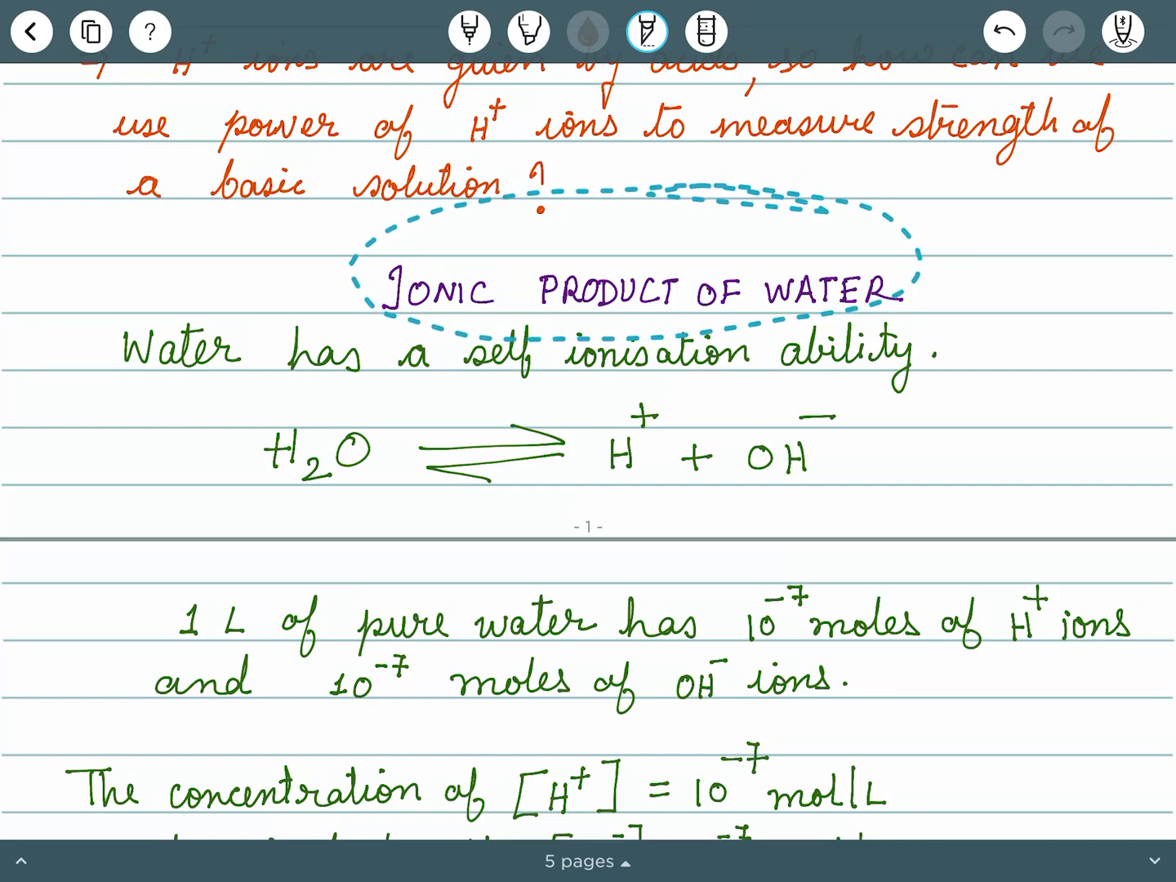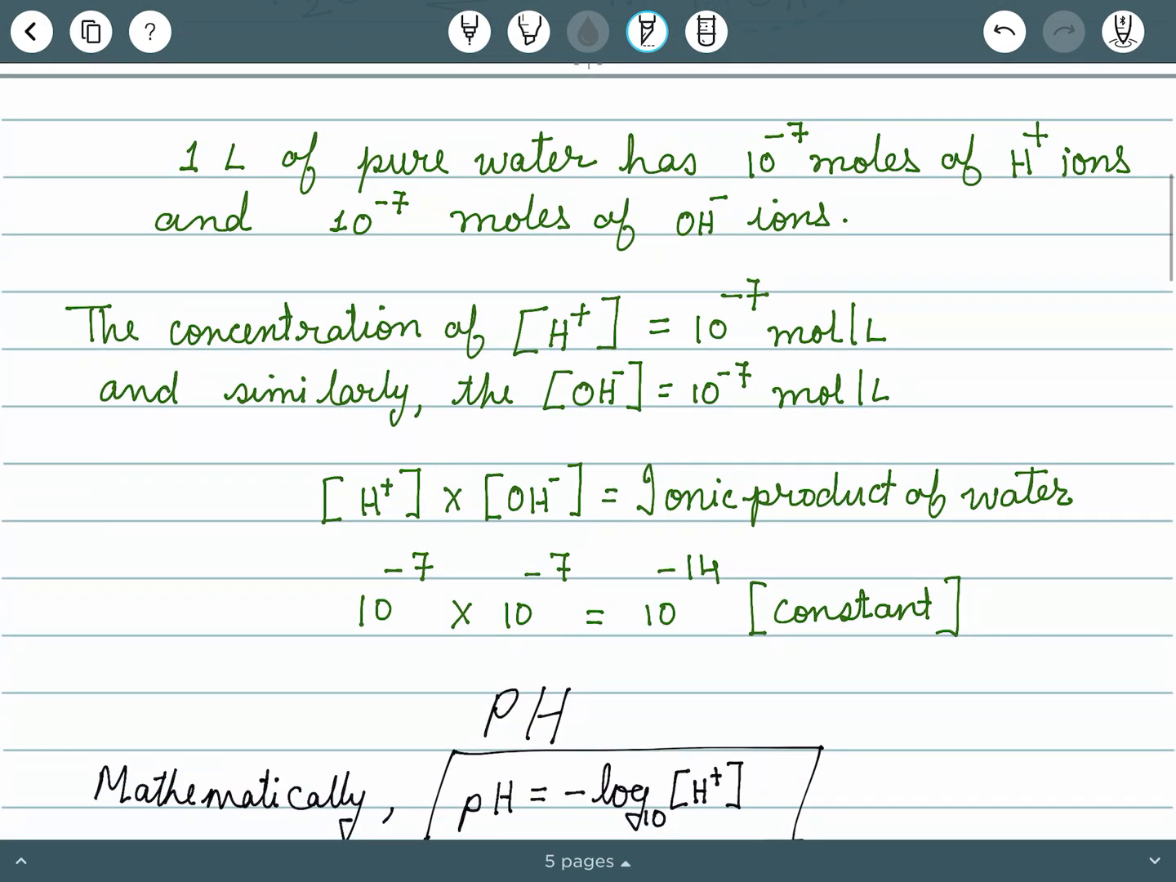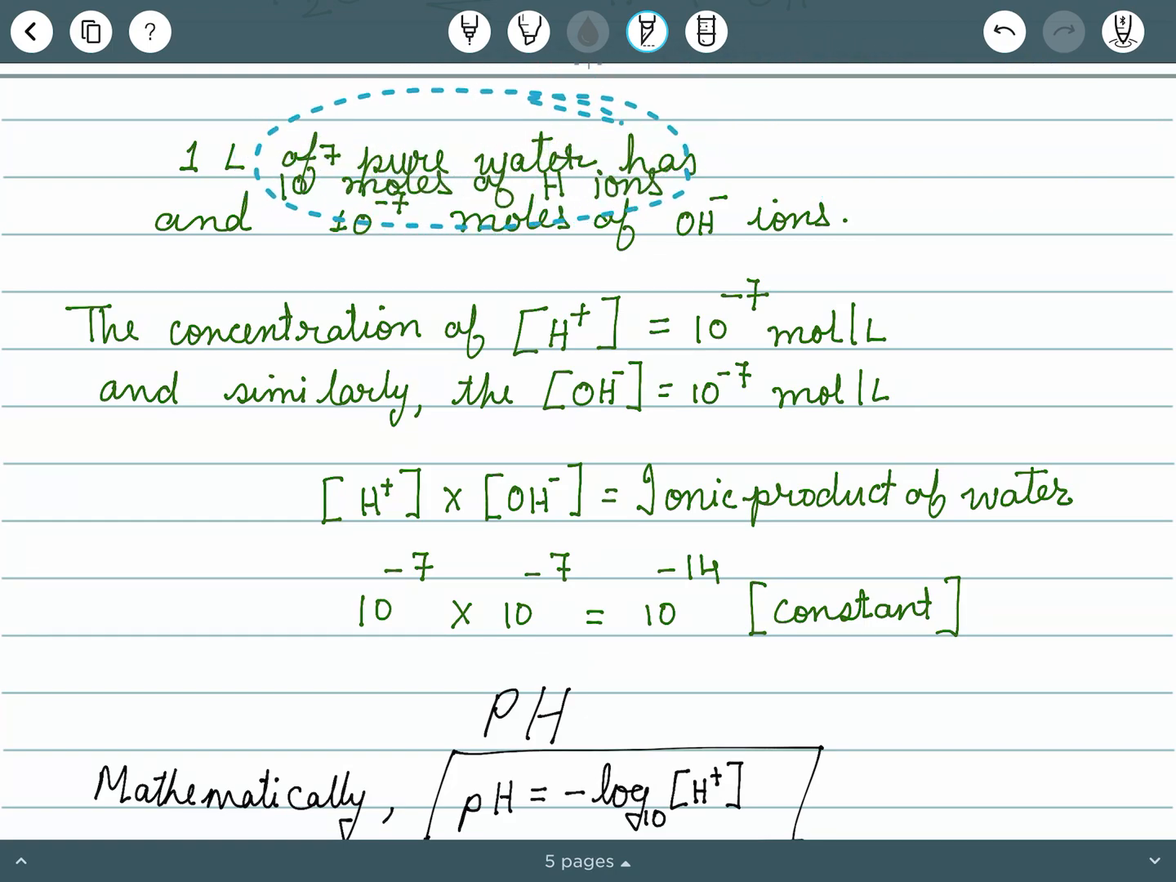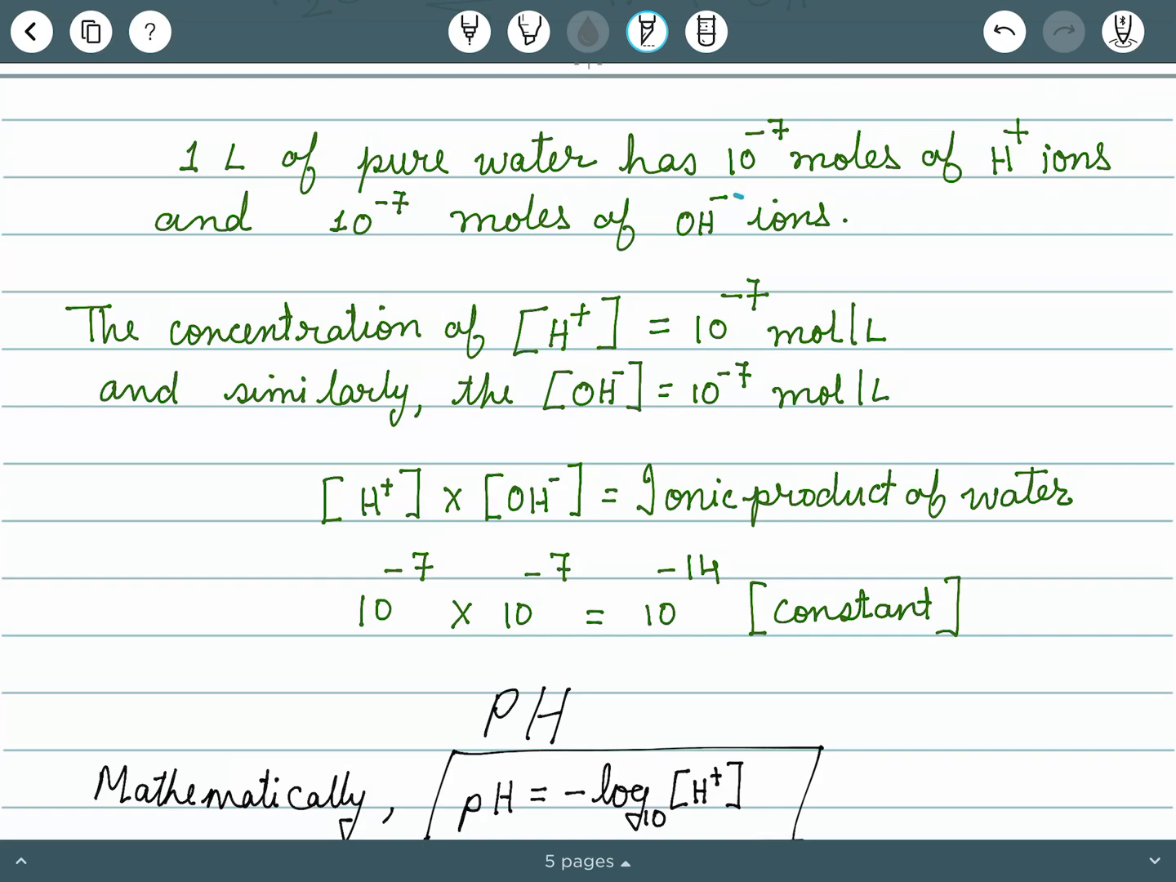Water has a very interesting ability, and you call it the self-ionization ability of water. Self-ionization means that water on its own can split up into H+ and OH- ions. It has been observed that 1 liter of pure water has 10^-7 moles of H+ ions in it, and in the same way, it also has 10^-7 moles of OH- ions in it.